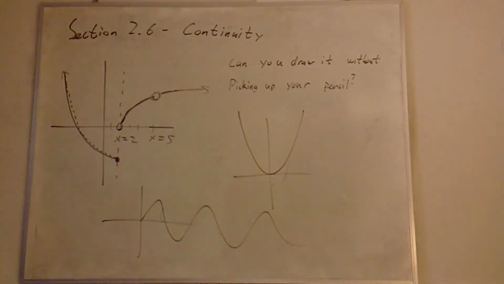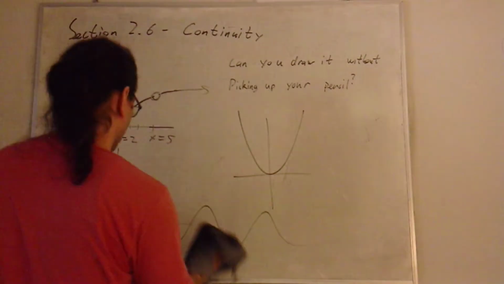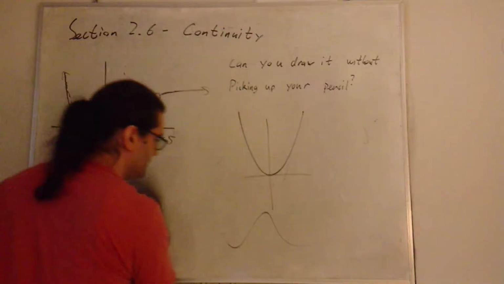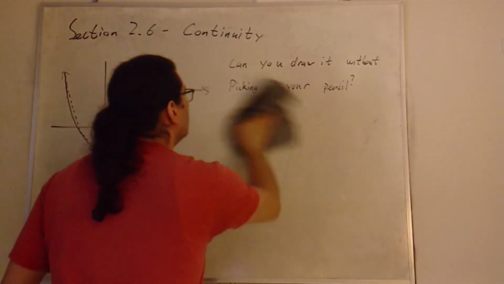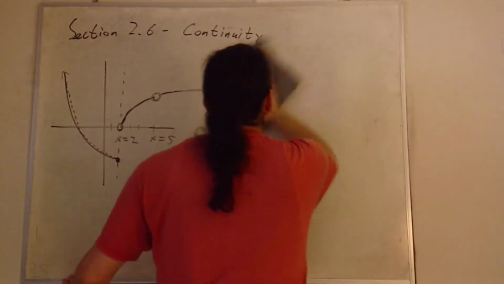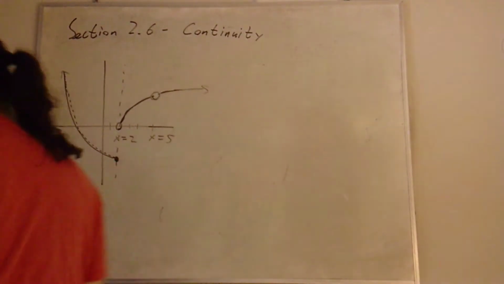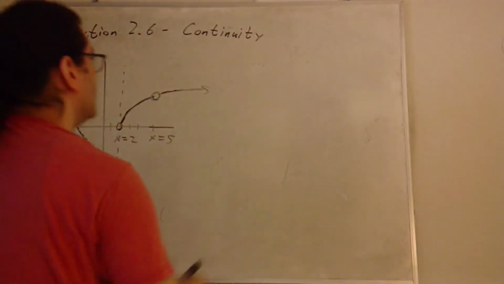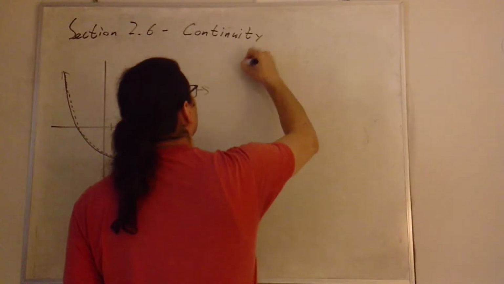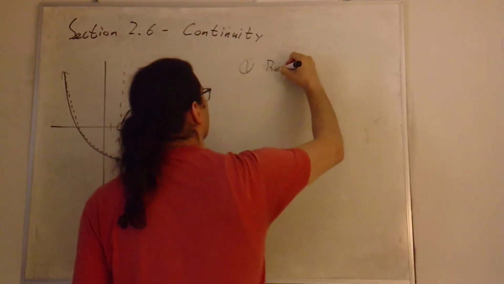So let's talk about the kinds of discontinuity we see here, because that will also be important. There are two flavors of discontinuity. The first flavor of discontinuity is called a removable.